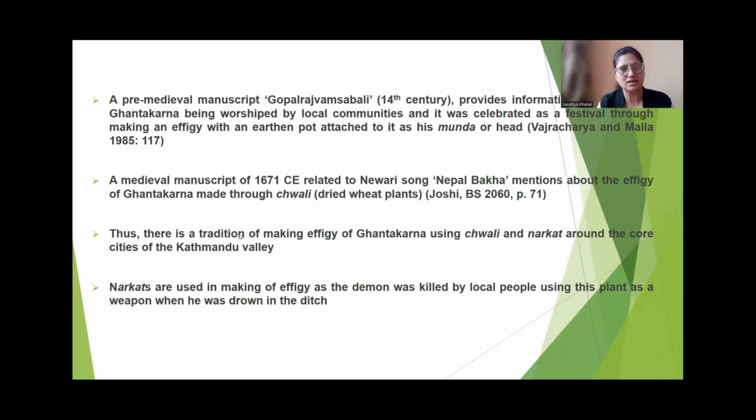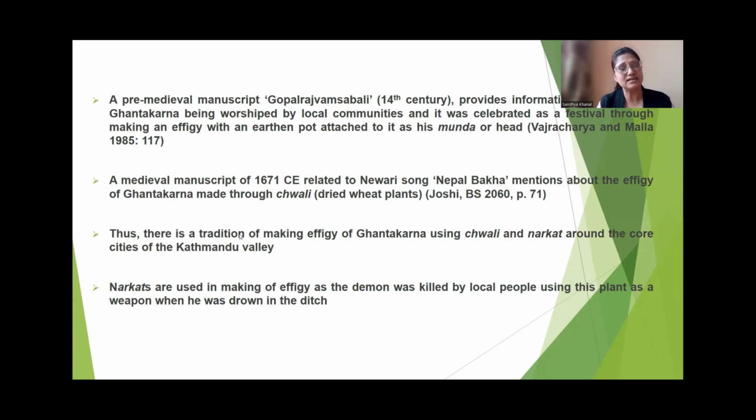So chwali is the dried wheat plants. Thus there is a tradition of making an effigy of Ghantakarna during Gathe Mangal using just this chwali, the dried wheat, and narkat. So why is narkat, this typology of cane plant, used to make this effigy of Ghantakarna? Because whenever we make effigies to be worshipped, it is always related with legends and stories.